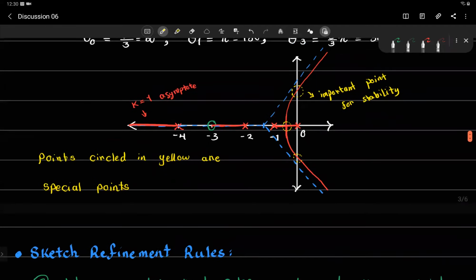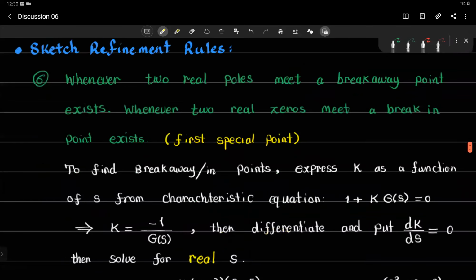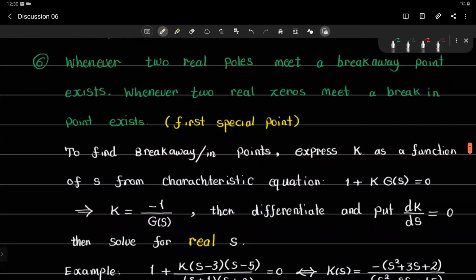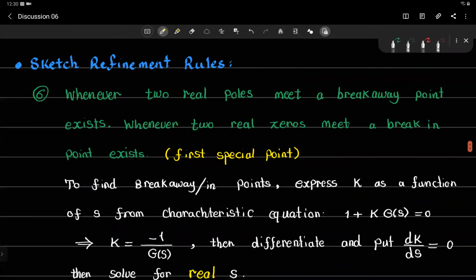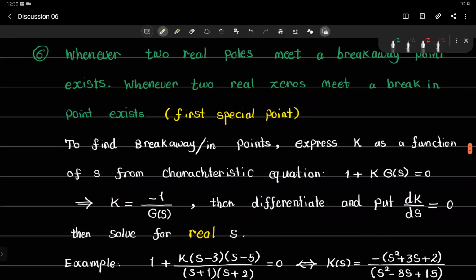So to enhance our sketch of the root locus, we have the following rules, right? These are so-called sketch refinement rules that we use in order to refine our sketch of the root locus. So as I was saying just a few seconds ago, when two real poles meet, okay, a breakaway point happens.